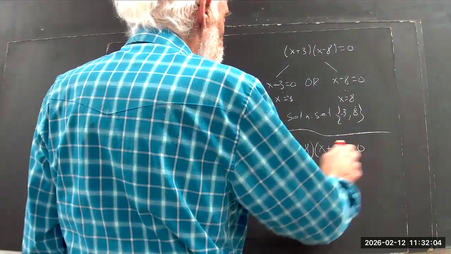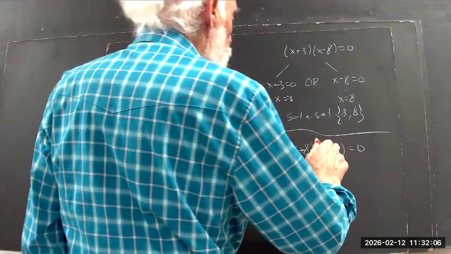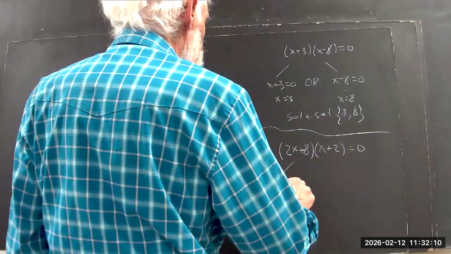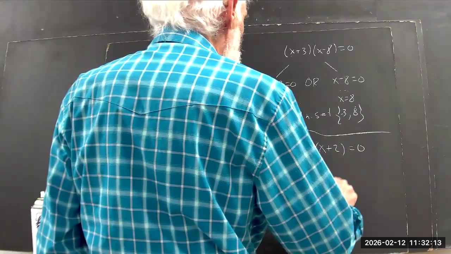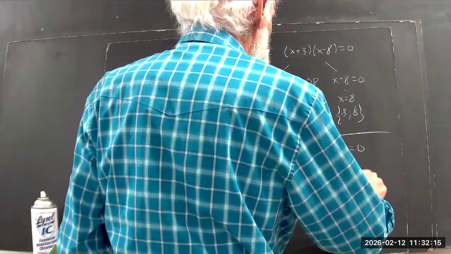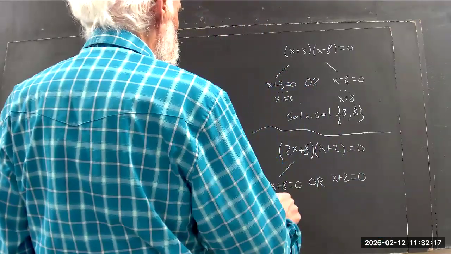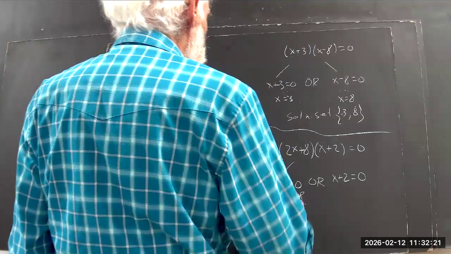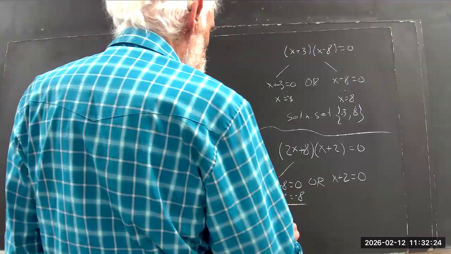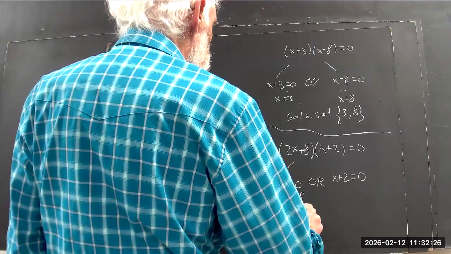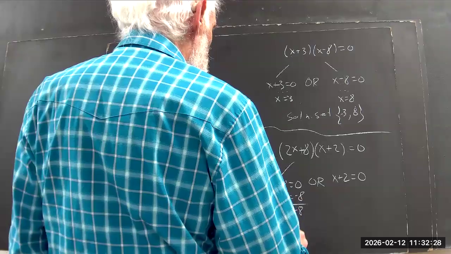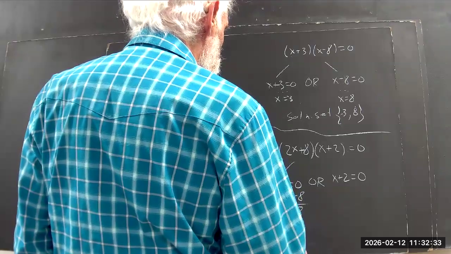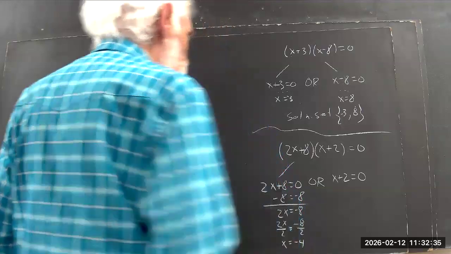This times this equals 0. So this is 0 or this is 0. In other words, 2x plus 8 equals 0 or x plus 2 equals 0. 2x plus 8 equals 0. I'll do the steps. We take negative 8 equals negative 8 and add that to 2x plus 8 equals 0, and we get 2x equals negative 8. We divide both sides by 2. Get x equals negative 4.